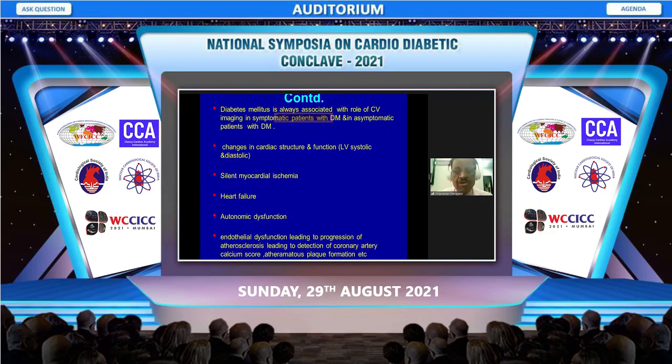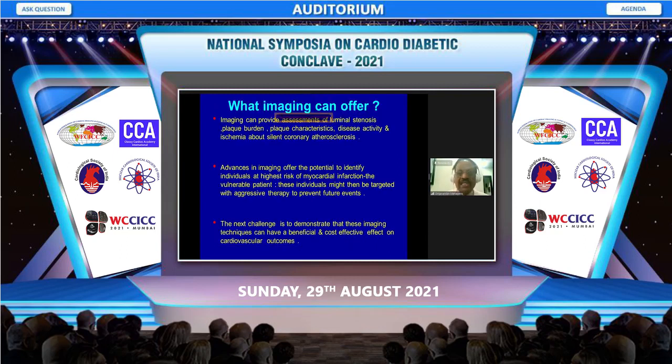Diabetes mellitus is always associated with the role of cardiovascular imaging, in symptomatic patients with diabetes mellitus and in asymptomatic patients with diabetes mellitus. So what does diabetes mellitus cause in the heart? It changes the cardiac structure and function, meaning LV systolic as well as diastolic. It produces silent myocardial ischemia. It produces heart failure. It produces autonomic dysfunction and then endothelial dysfunction leading to atherosclerosis, formation of calcium, then atheromatous plaque formation.